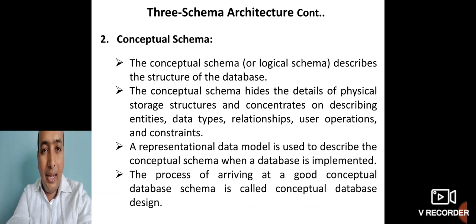Now let us move on to the second level or the second schema, that is called what? Conceptual schema. See, in the internal schema, you have learnt about the storage, the access path and the file system which have to be deployed, isn't it? Now once they are done, we have to enter into the conceptual way. That is the conceptual schema, or you can also call it the logical schema. Remember the term, the conceptual schema is also called what schema? Logical schema.